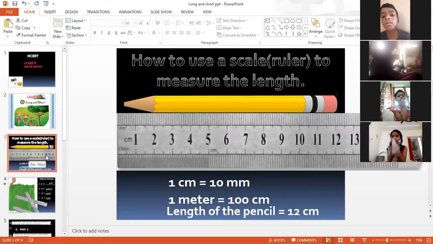This is how we find the length of any object given. You have to keep the scale or ruler and measure how many centimeters. Between 1 and 2, you can find 10 small lines. They indicate millimeters. 1 centimeter is 10 millimeters, and 1 meter.